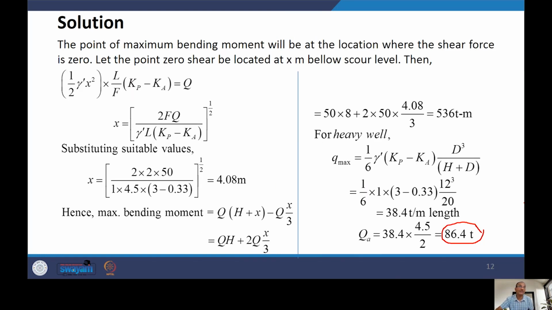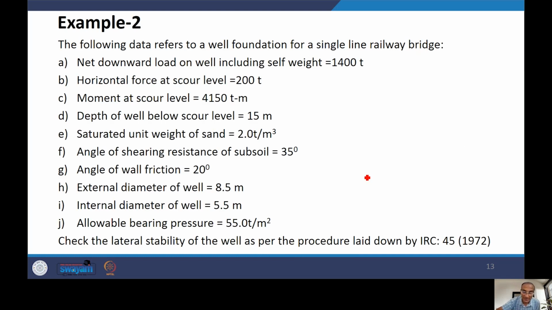Now let's discuss the second method. The last one was Terzaghi's method. Now let's discuss the IRC method. In the IRC method, you have two approaches. One is the elastic theory method. Another is called the ultimate solutions method. So let's discuss example 2.